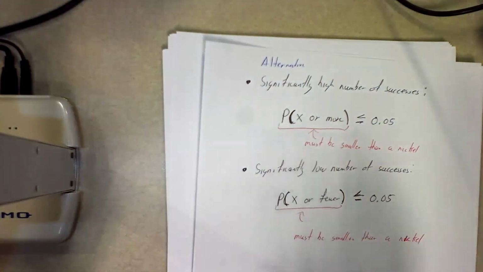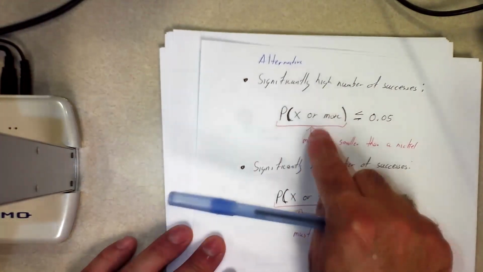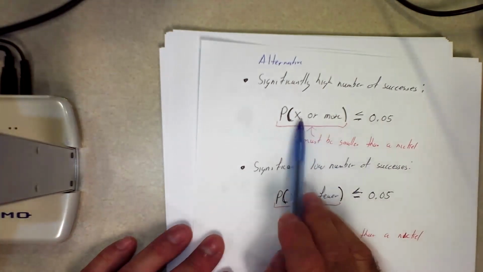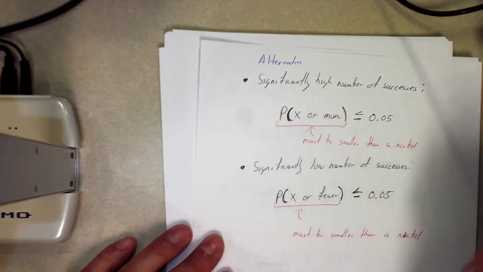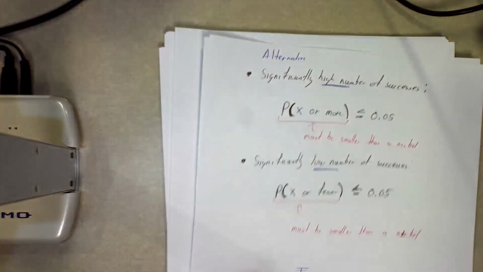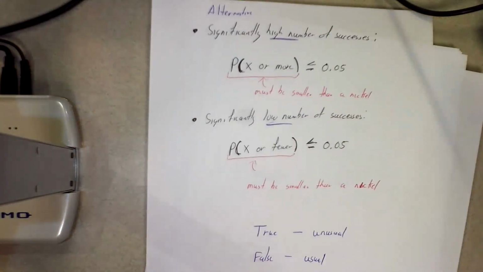If it says exactly, you cannot use the alternatives. It's got to specifically say those terms, either or. So either you add from that value up or from that value down, and it'll tell you significantly high or significantly low. All right, so let's do the problems in the book, and we're going to use alternatives.